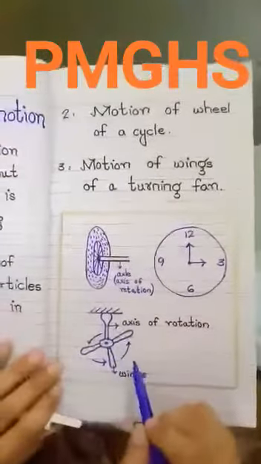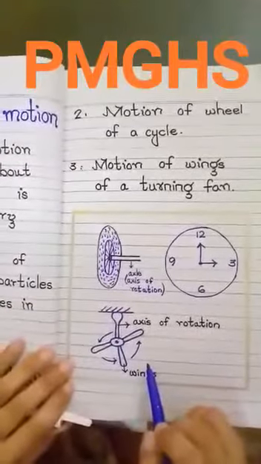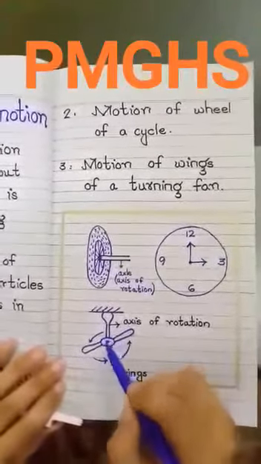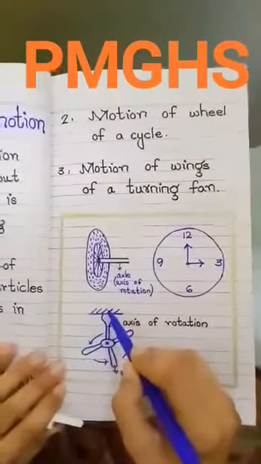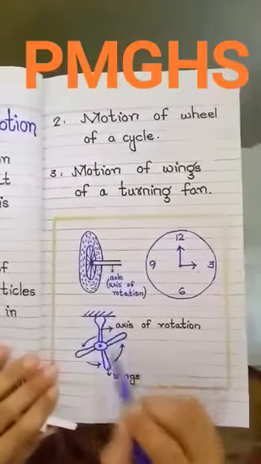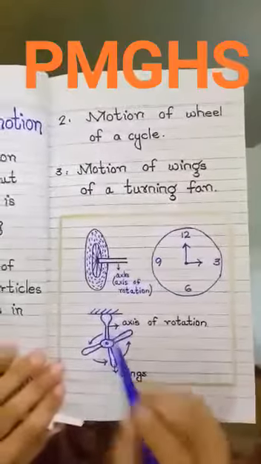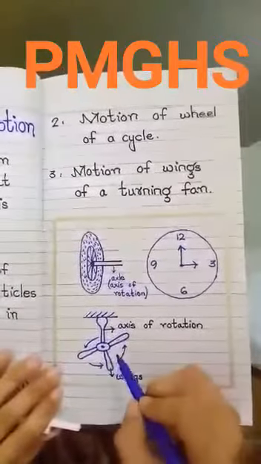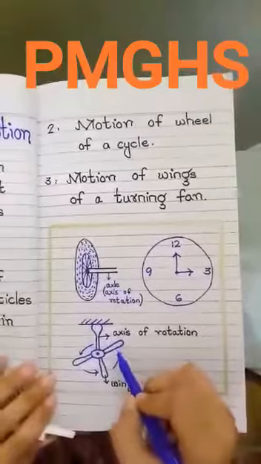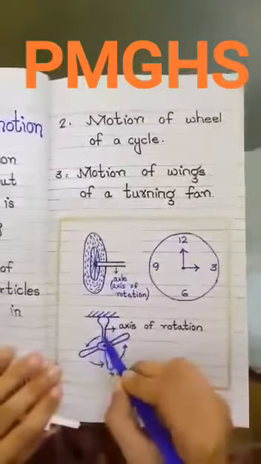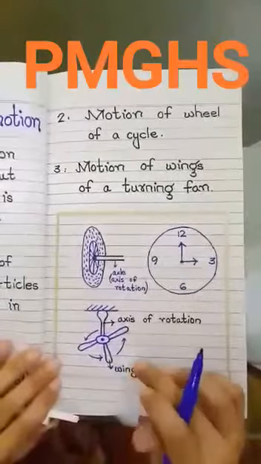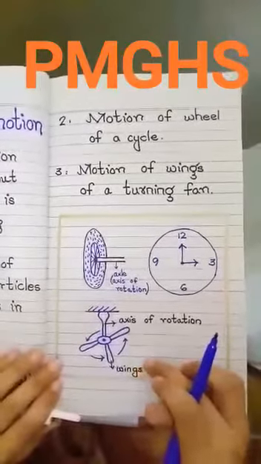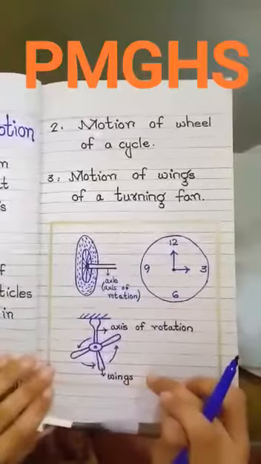Moving fan is also an example of the rotatory motion. This ceiling fan is attached to the ceiling with the help of a stick, and this is known as the axis of rotation. It is fixed. When the fan moves, the wings of the fan move around this axis of rotation, and thus the moving fan performs the rotatory motion.